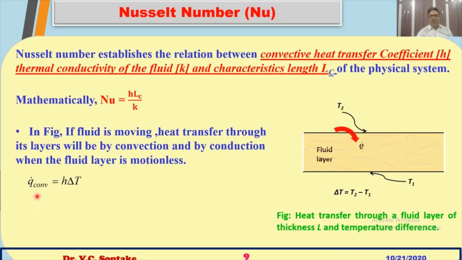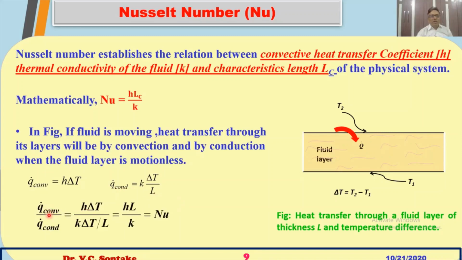Let's say heat flux rate by convection is given by Newton's law of cooling as h delta T, and heat flux rate by conduction is given by Fourier's law of heat conduction as k into delta T over L. So Nusselt number is also defined as the ratio of heat flux rate by convection to the heat flux rate by conduction. So Q convection is h delta T and Q conduction is k delta T by L. After simplifying it, it will give you hL by k, and this is nothing but Nusselt number.